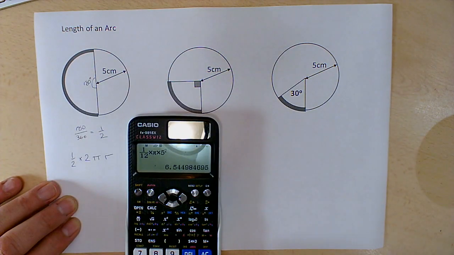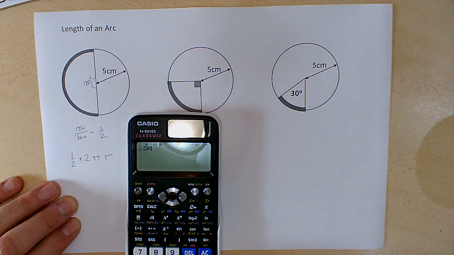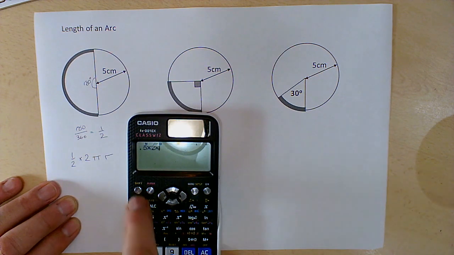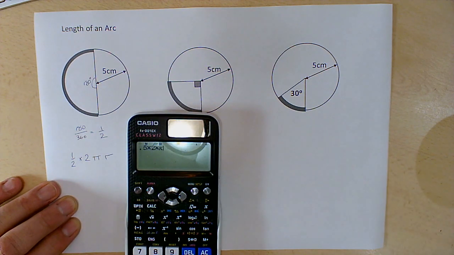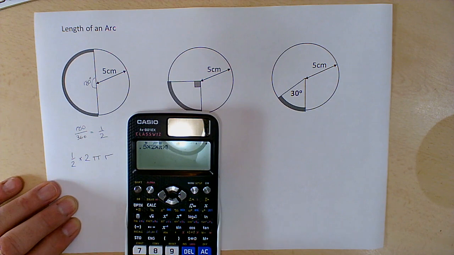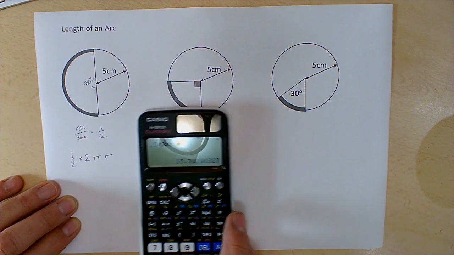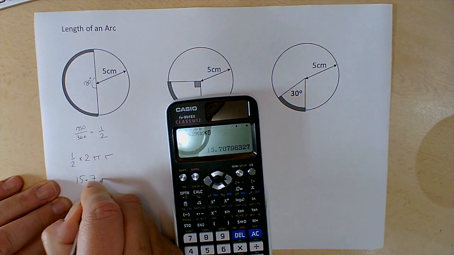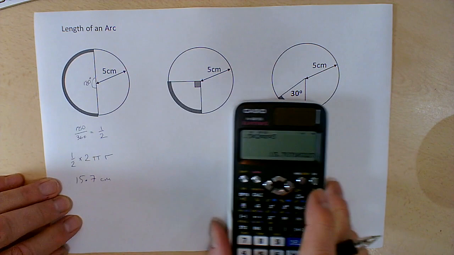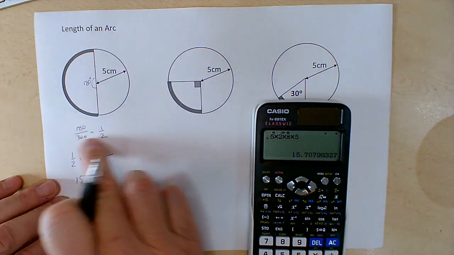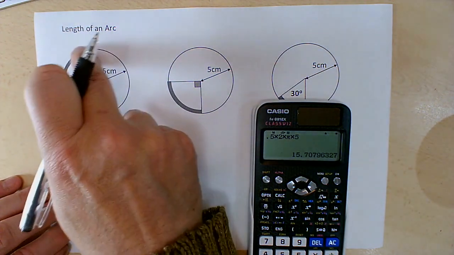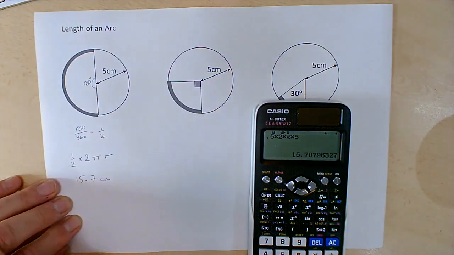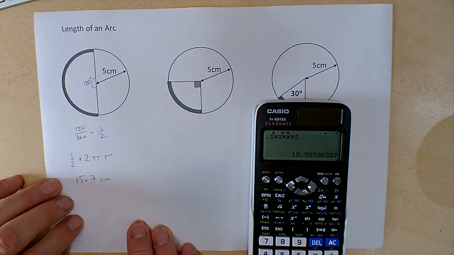So simply put into our calculator, 0.5 times 2 times pi times r, and r is 5, and we get 15.7, and that's obviously centimetres. So all we've done is taken the proportion of the circle that it is, worked out the circumference of the whole circle, and applied that proportion.